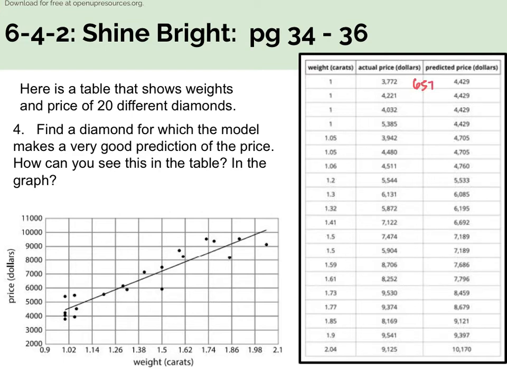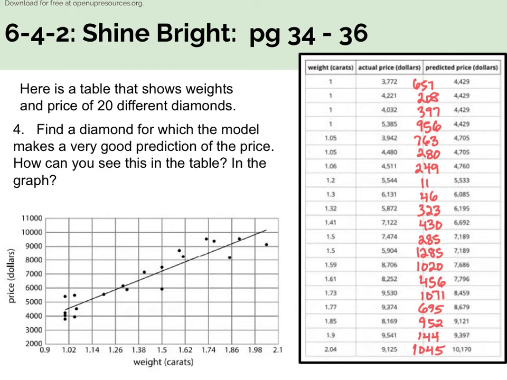We have 4,429 minus 4,221. This is 208. We have 4,429 minus 4,032. This is 397. We have 5,385 minus 4,429. This is 956. Okay, so you kind of understand that. So go ahead and finish that off, and then you'll be able to answer the question.